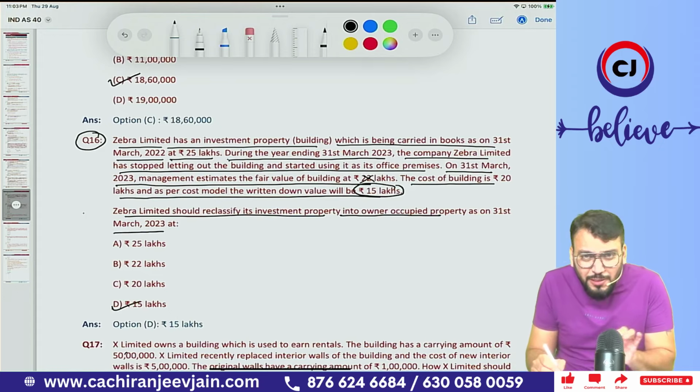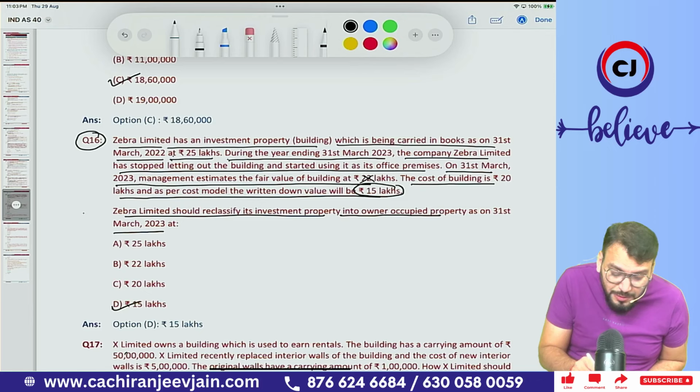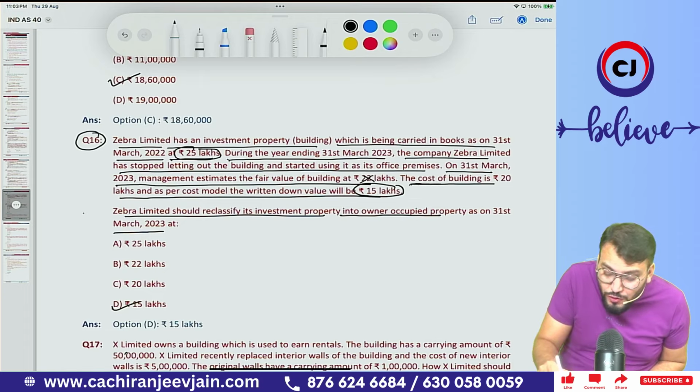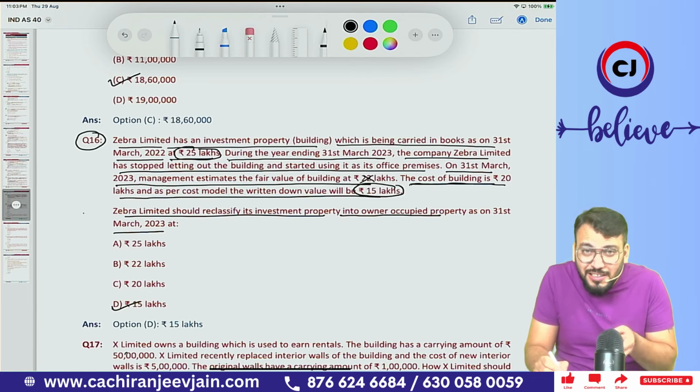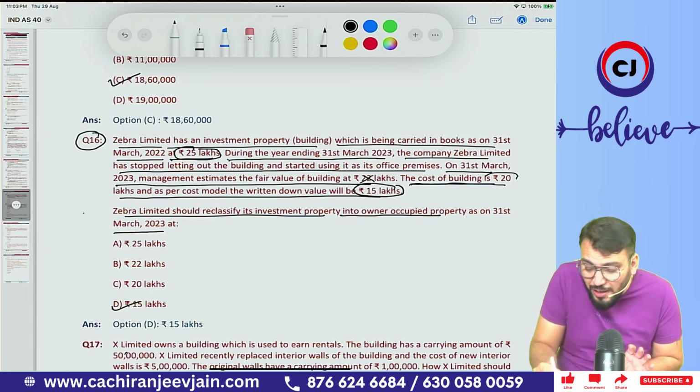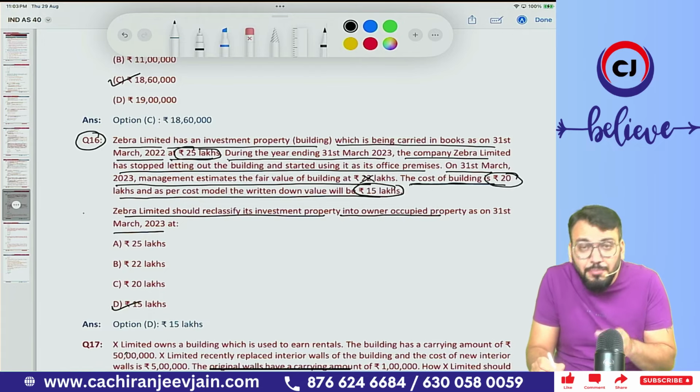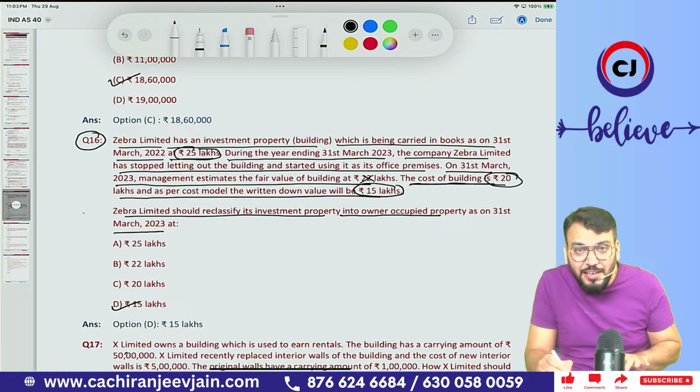However, from my point of view, there is one mistake in drafting the question. You can see the opening balance, as on 31st March 2022, the WDV carrying amount was 25 lakh, but they have given the cost of the building as 20 lakh. The cost of the building cannot be less than the carrying amount. Understood now? So it is quite possible there may be some drafting mistake, but we want the carrying amount for the solution, and the carrying amount is given as 15 lakh. The 15 lakh will be the answer.